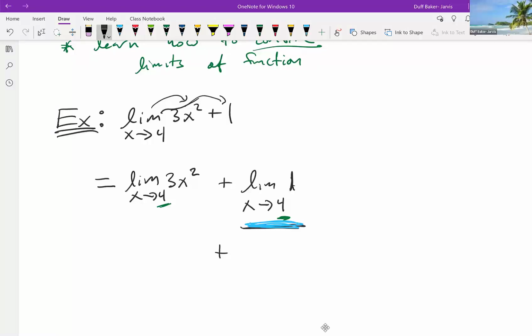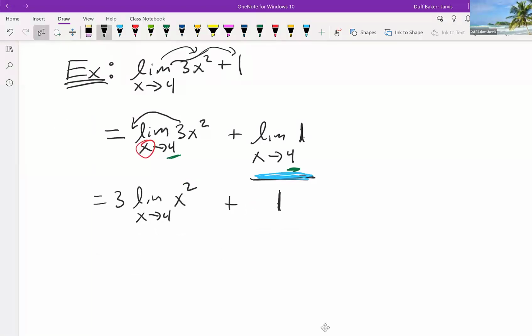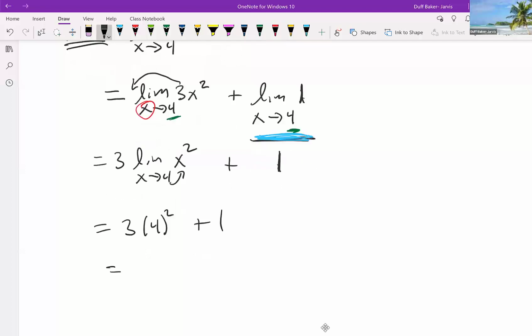And then there's this rule that lets us pull constants out. So the way I remember it is anything that doesn't involve this variable, you can usually pull through the limit. So this I can turn into 3 times the limit as x goes to 4 of x squared. And now this is one of those basic limits. It's x to a positive power. And so this is just the same as plugging 4 in. So what is it? 16 times 3, 48, plus 1 is 49 maybe.